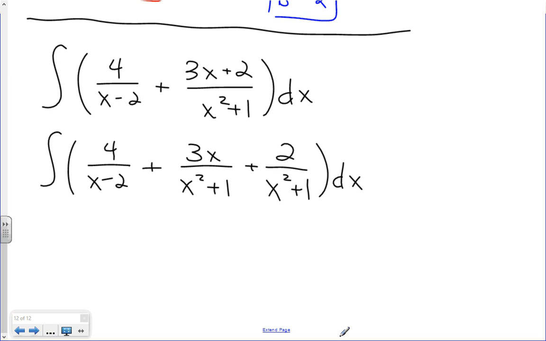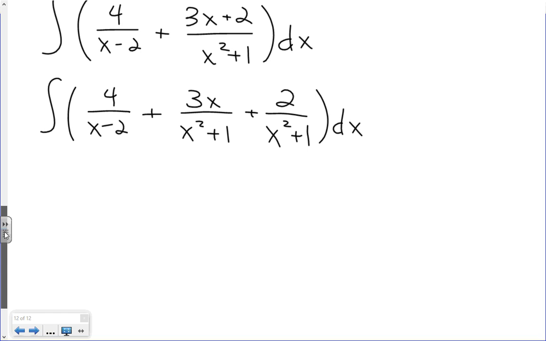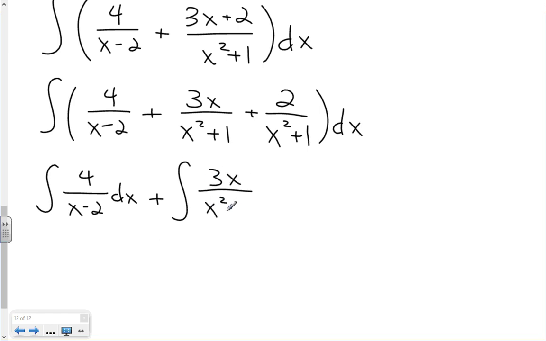All right, so the way we're going to integrate this, again, the first term is all good. That's a logarithm. The second term, this looks like now a u substitution that I could use here on this. In fact, maybe I'll rewrite this as 3 separate integrals just so we can break it up that way. I've got the integral of 4 over x minus 2 dx plus the integral of 3x over x squared plus 1 dx. And then plus the integral of 2 over x squared plus 1 dx.